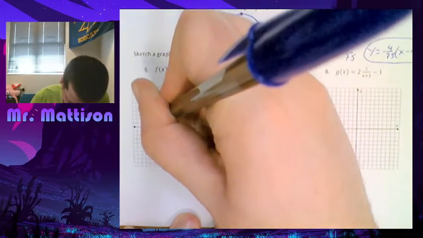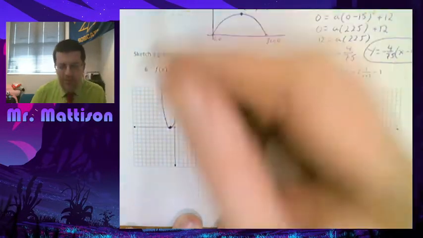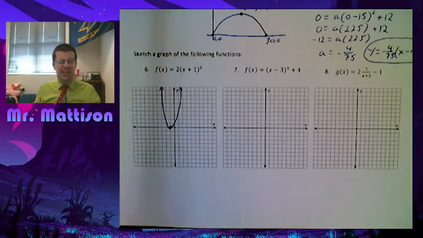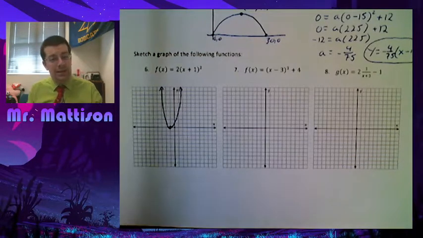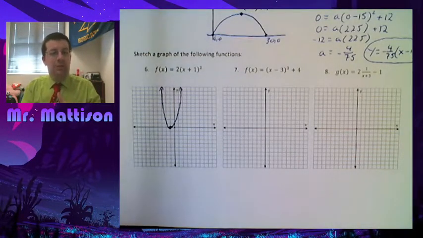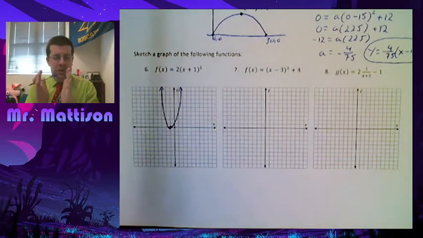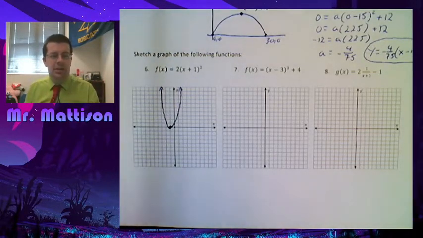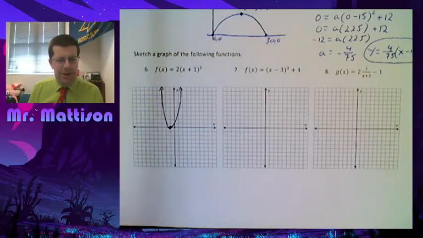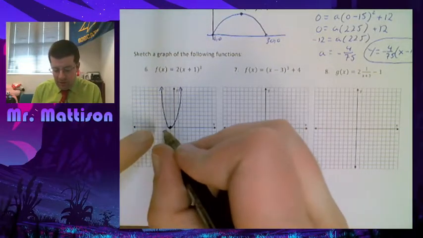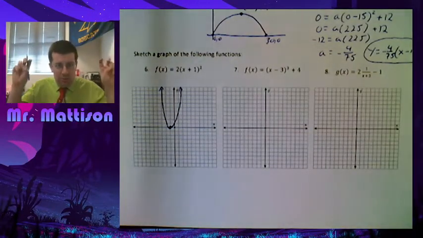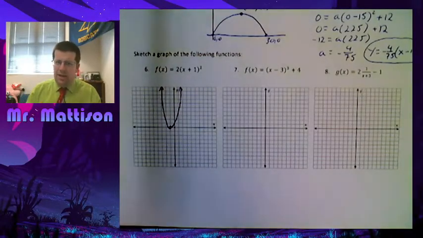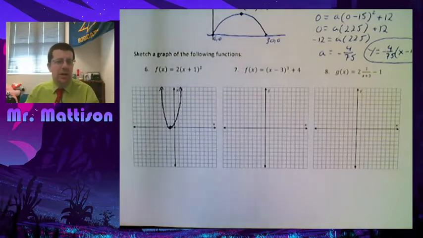Now I don't really care about it going through specific intercepts, things like that. Again, what I want to see here is your locator point in the right spot. Does it look like a fairly slender parabola, right? If you drew it crazy wide, wider than a normal graph, that shows me, hey, that's the wrong thing. So just try and show me, hey, here's what is going on.